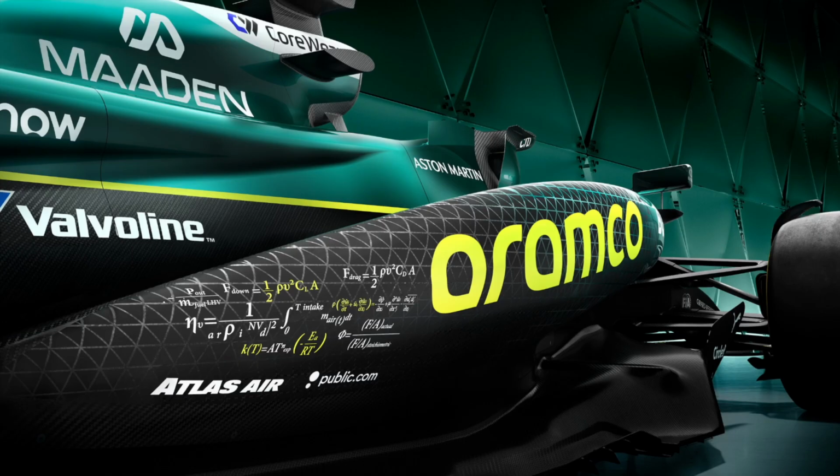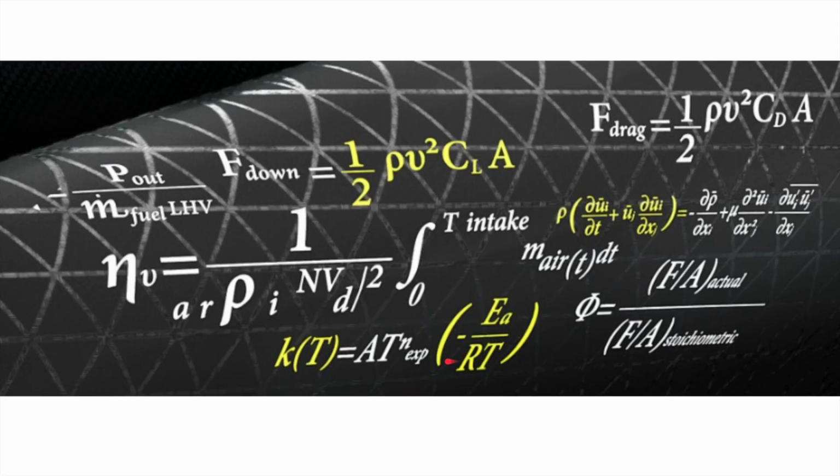The equations are written on many different parts of the car. We will start on the side of the car. The first equation seems to be cut off, so I'm going to come back to that one. Next, we have the downforce equation.